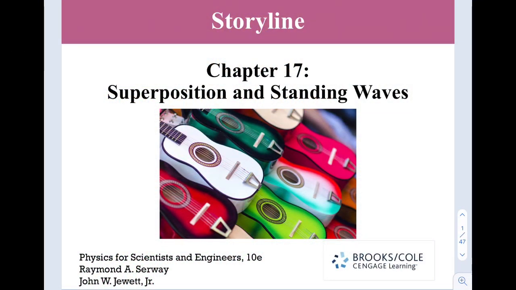Bismillahirrahmanirrahim. Chapter 17, Superposition and Standing Wave. So in this chapter, we are going to continue our lesson on the wave, right?